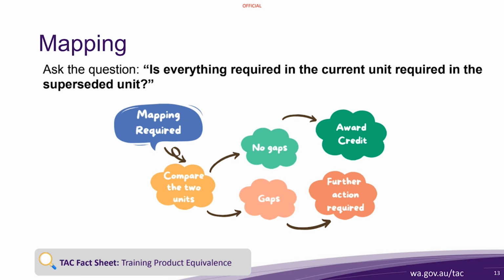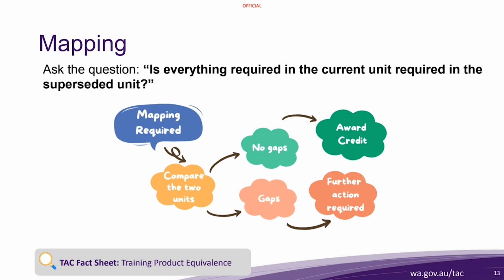Fundamentally, the question that we're trying to answer here is: is everything required in the current unit required in the superseded unit? And the only way we can answer that is by doing a mapping. Now, I reiterate that if they're offering a unit that immediately supersedes the current unit, then a mapping does not need to be done. You can administratively and automatically award credit for that immediately superseded unit.